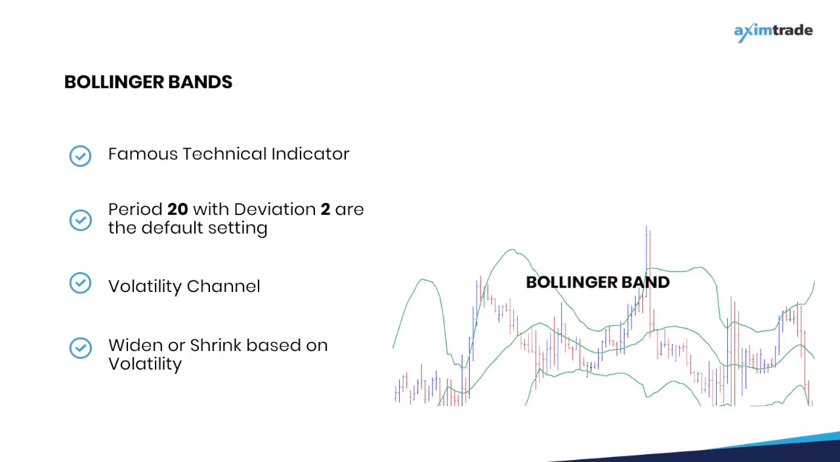This concept is also known as a volatility channel. Based on price fluctuation, the volatility channel draws lines above and below the center line. These lines are also known as envelopes, which widen or shrink according to the volatility of the market.